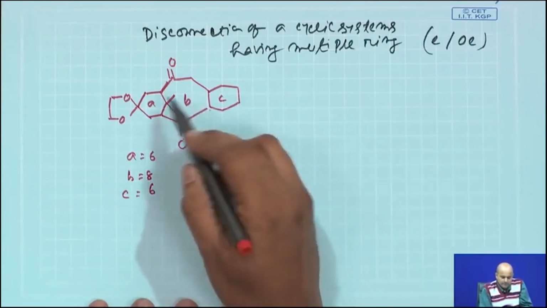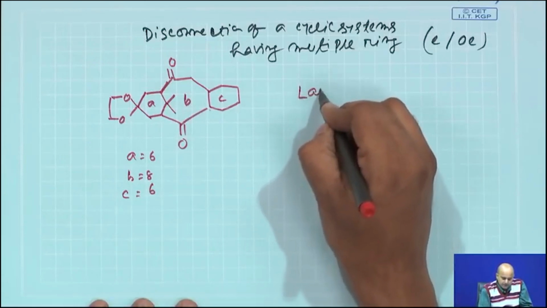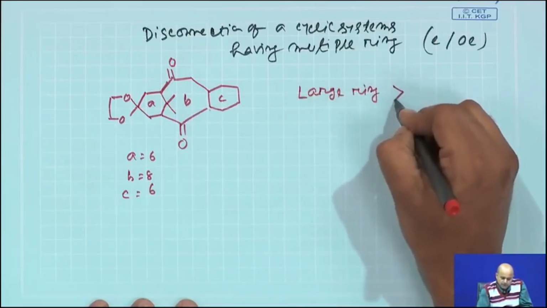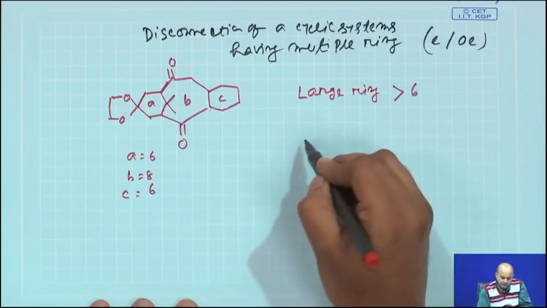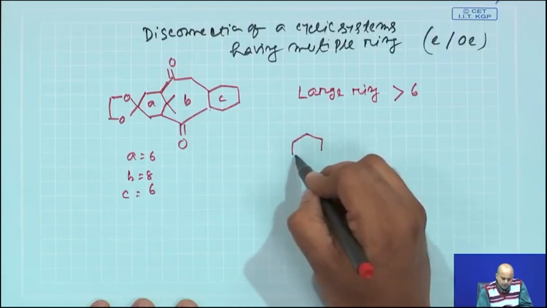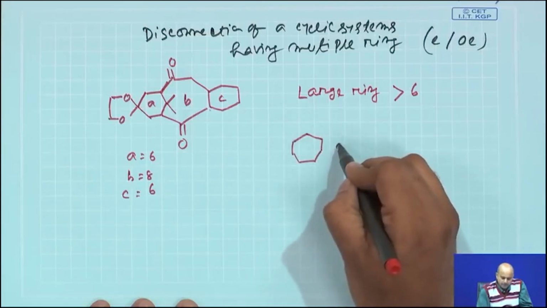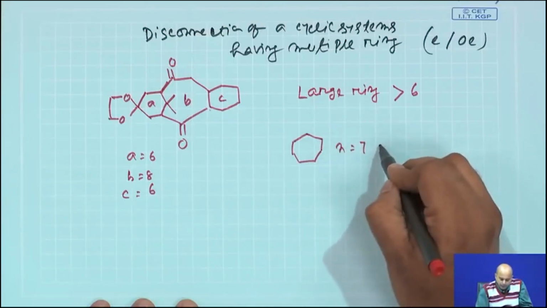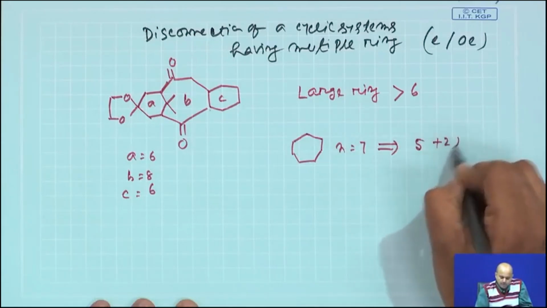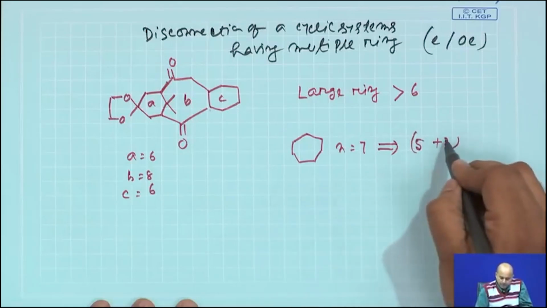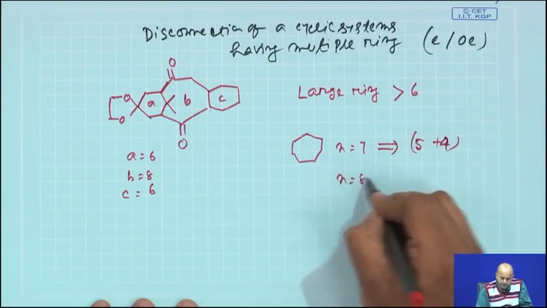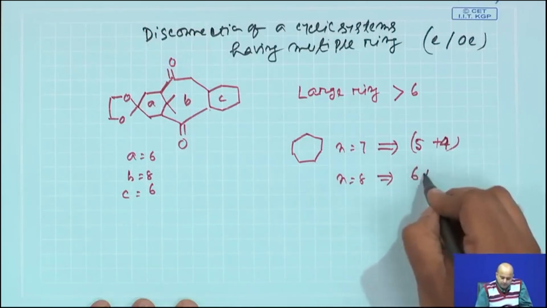is always advisable that if you have a large ring, greater than 6, like a 7-member ring or 8-member ring, you try to construct the 7-member ring through a 5-member ring plus 4-member ring. I will show how. And if you have an 8-member ring, try to make it from a 6 plus 4.